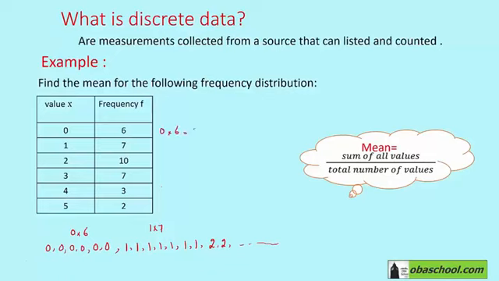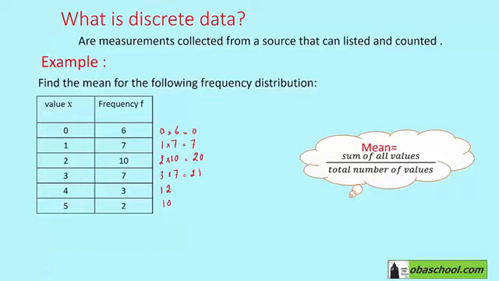So let's start with the first row. The value is 0 and the frequency is 6. So 0 times 6 is 0. Second row, 1 times 7, the sum of values here is 7. Now, 2 times 10 is 20, so we have 20 here. 3 times 7 is 21, 4 times 3 is 12, 5 times 2 is 10.